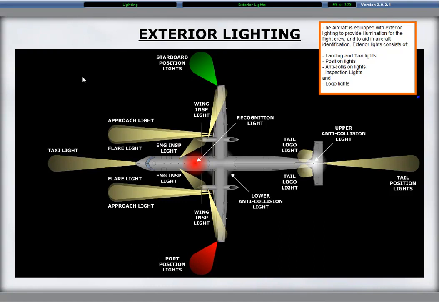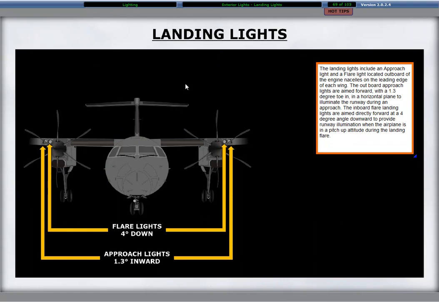The landing lights include an approach light and a flare light located outboard of the engine nacelles on the leading edge of each wing. The outboard approach lights are aimed forward with a 1.3 degree toe-in in a horizontal plane to illuminate the runway during an approach. The inboard flare landing lights are aimed directly forward at a 4-degree angle downward to provide runway illumination when the airplane is in a pitch-up attitude during the landing flare.